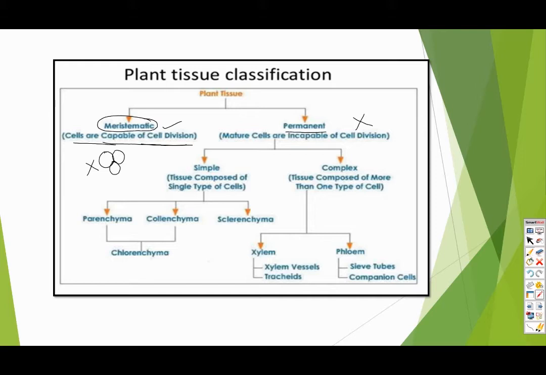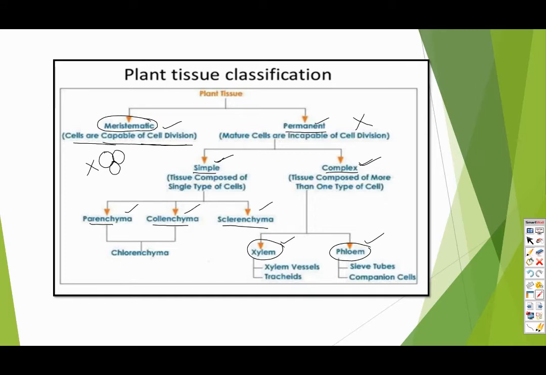Now, under permanent you have two types again: simple permanent tissues and complex permanent tissues. Under simple, there are basically three types: parenchyma, collenchyma, and sclerenchyma. Under complex, you have xylem and phloem. So plant tissues have two types: meristematic tissues and permanent tissues. Under permanent, you have simple and complex. Under complex, xylem and phloem. Under simple, parenchyma, collenchyma, and sclerenchyma.